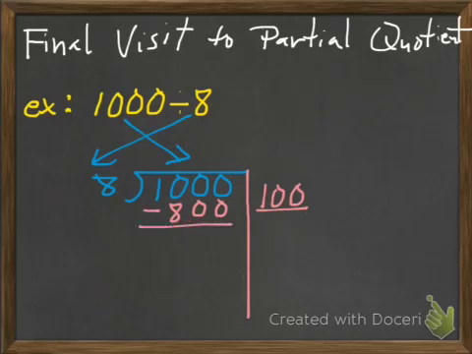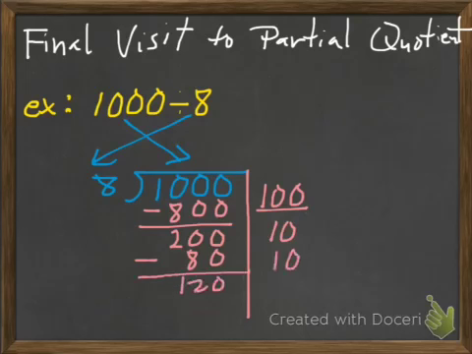I then subtract that from the number that is being divided, and that leaves me with a remainder of 200. Now I ask myself, how many times does 8 go into 200? Without thinking too hard, I can say it goes in 10 times, and 8 times 10 is 80, and if I subtract 80 from 200, I get 120. Let's take another 10 out. That's another 80, and subtract it out, and that leaves me with 40, and now I can probably finish this up.